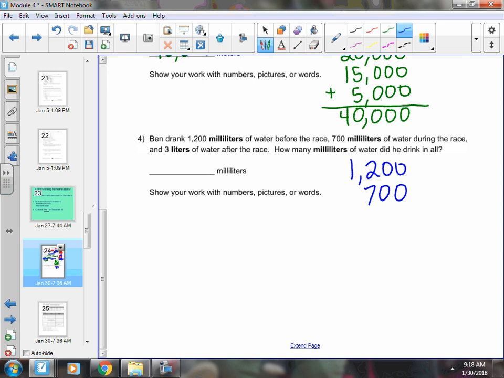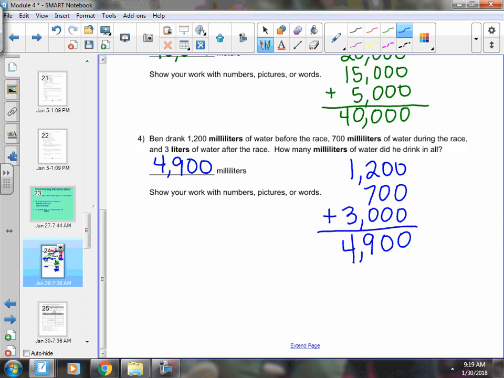There are 1,000 milliliters, like a drop, 1,000 milliliters in a liter. So 3 liters would be 3,000 milliliters. And if you add them in a different order, because you like to put the bigger one on top, that's cool too. But we should end up with 4,900 milliliters. So on this one, change them all to milliliters and then add them up.